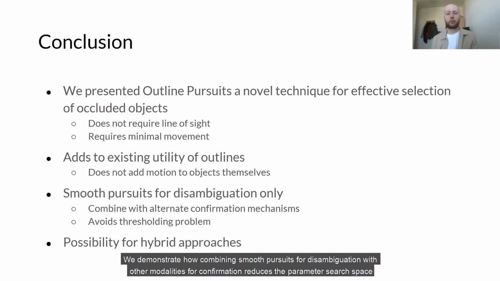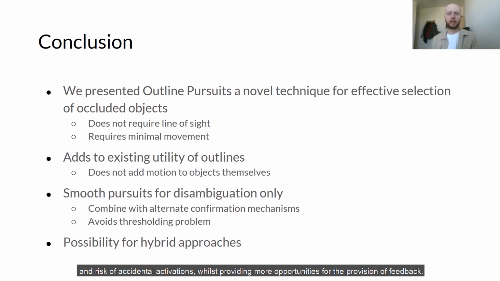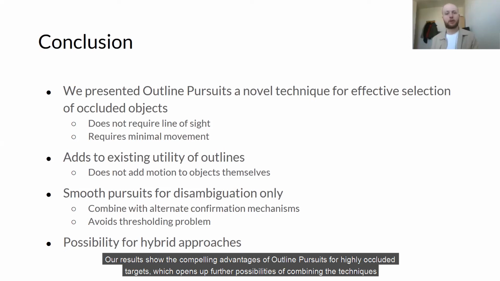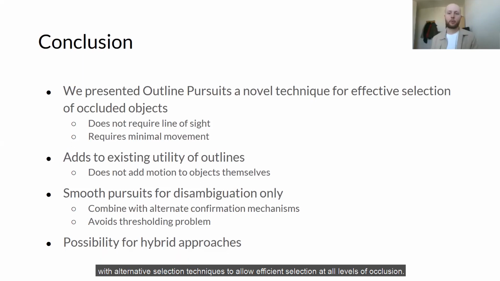We demonstrate how combining smooth pursuit for disambiguation with other modalities for confirmation reduces the parameter search space and risk of accidental activations, while providing more opportunities for the provision of feedback. Our results show the compelling advantages of OutlinePursuits for highly occluded targets, which opens up further possibilities of combining the techniques with alternative selection techniques to allow efficient selection at all levels of occlusion.